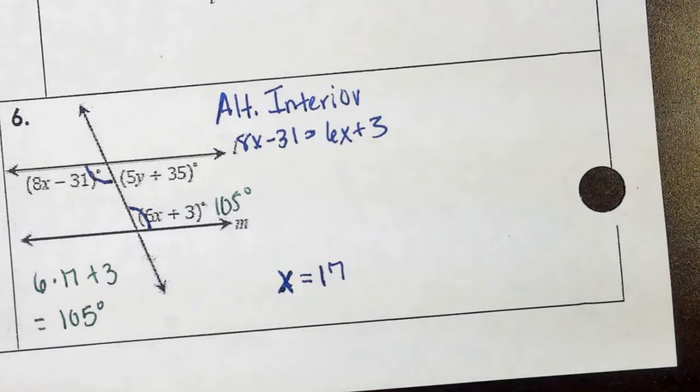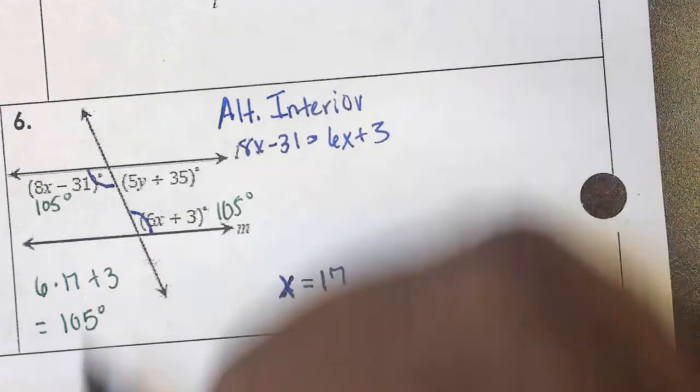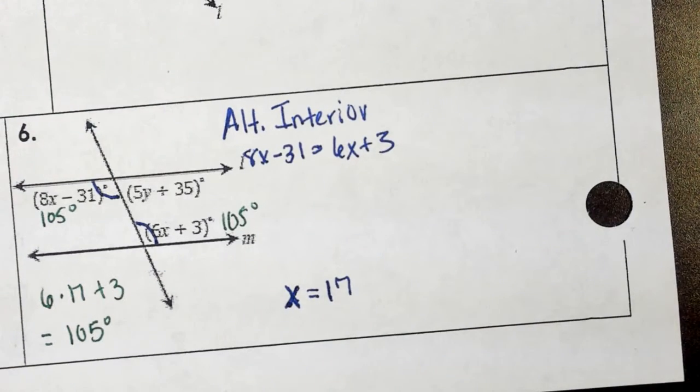Get 105 degrees there. And up here, this angle will be 105 too. If you don't believe it, plug it back in. You'll get 105 up there too. So those two angles are 105 degrees. Reason I need that is because now I got an angle I can use with this expression 5y plus 35. I just need to know the angle relationship so I write it correctly.